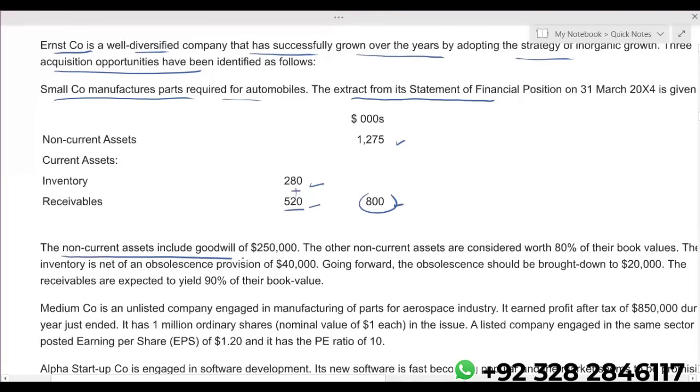The non-current assets include goodwill, as we have just discussed. Net realizable values, ignore the goodwill. The other non-current assets are considered worth 80% of their book value. Book value means what is written in the SOFP. So simply 1275 minus the goodwill, whatever comes, we'll take 80% of that. 1275 minus 250, let's take 80% of that, 820.